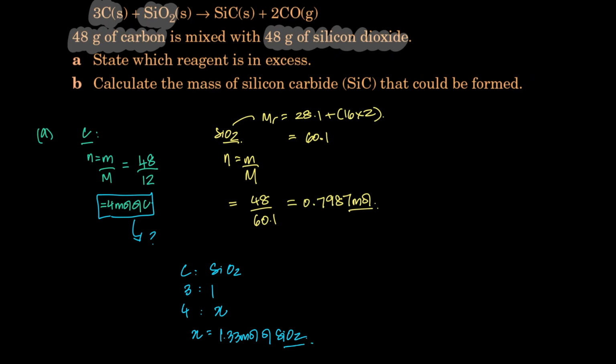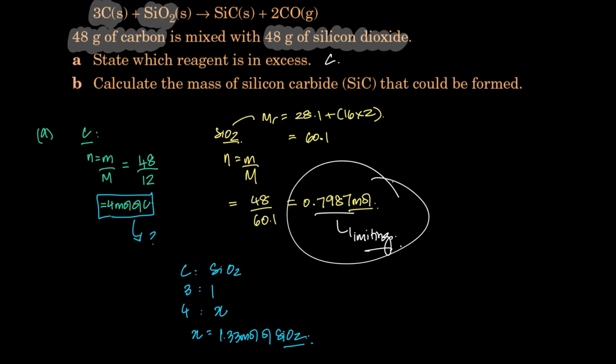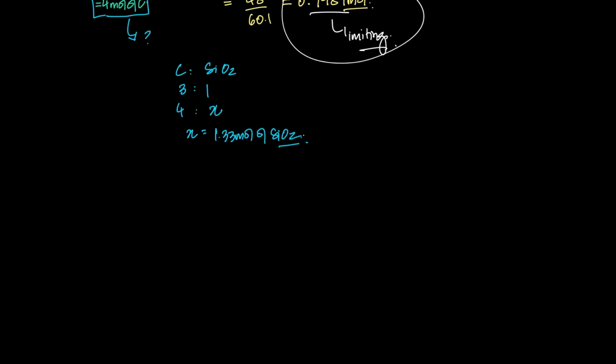I don't have that, I have a lot less. So basically SiO2 is limiting, because I have less than I need. I need this much, I have this much. So part A, which reagent is in excess? Carbon is. And for part B, this is my known, and I've done step 1 for my known. The moles of the known, which is 0.7987, and then I just do parts B and C.